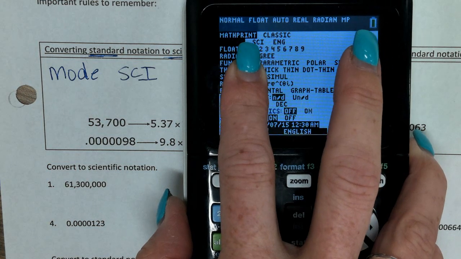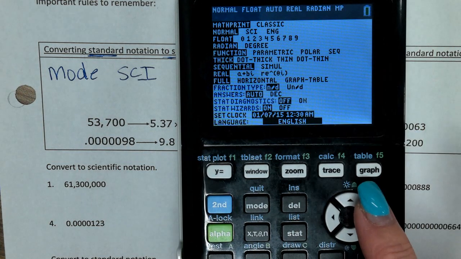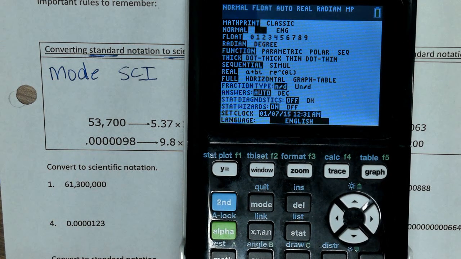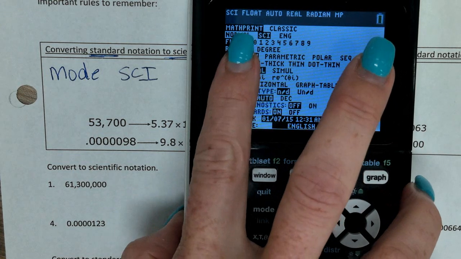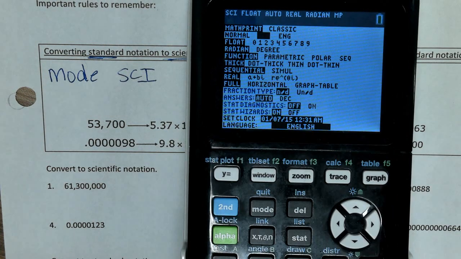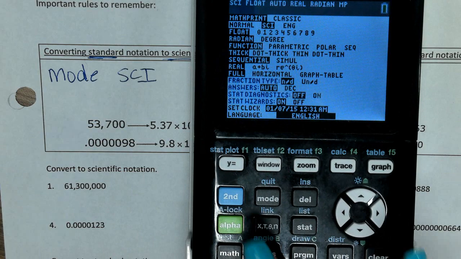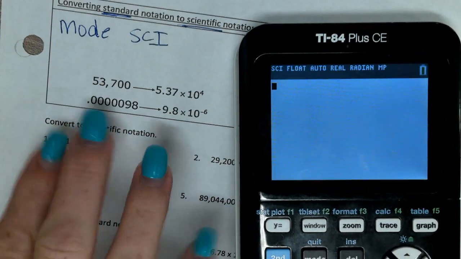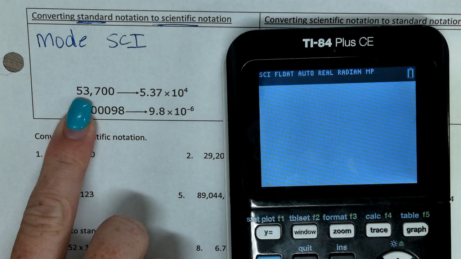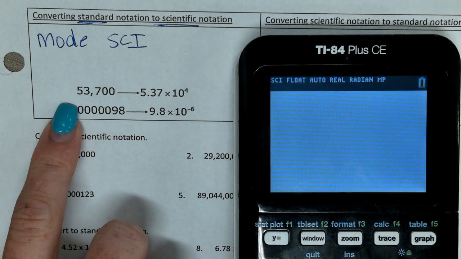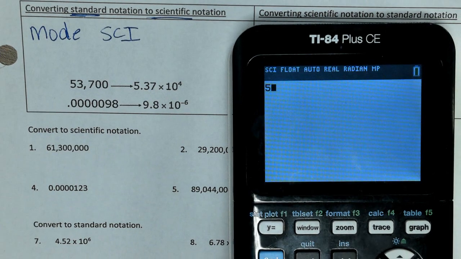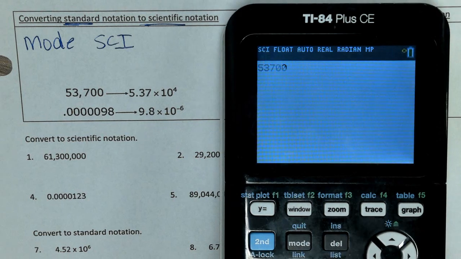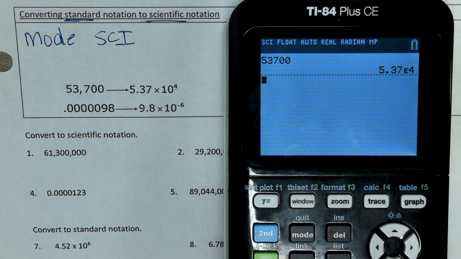Right now, you're in normal mode. But we want to go to SCI, so arrow over to it. And then you have to hit enter. And you'll see normal is no longer highlighted, but SCI is. Yes? All right, go to second mode to quit. And I want you to type in this number. Do not put a comma. Commas do not go in your calculator, but decimals do. So type in 53,700. Hit enter. Did they give you the answer?